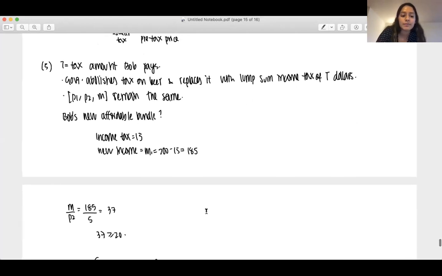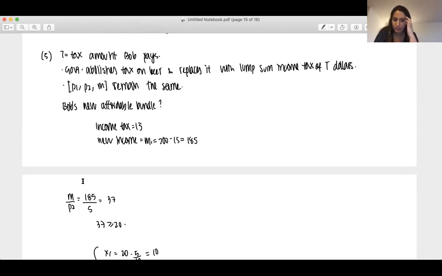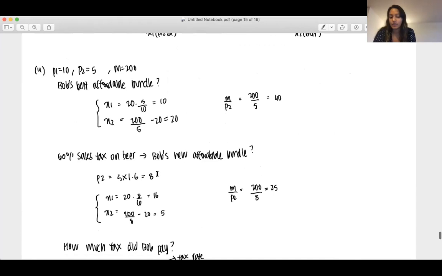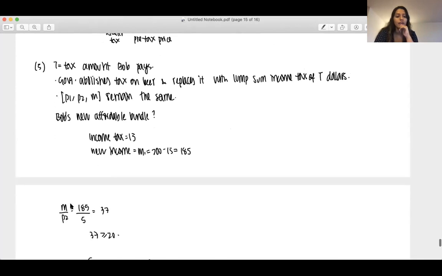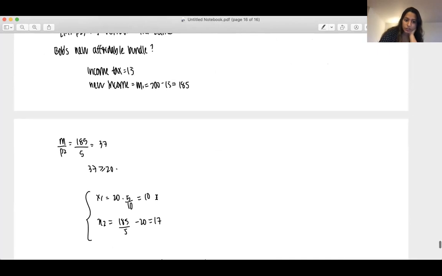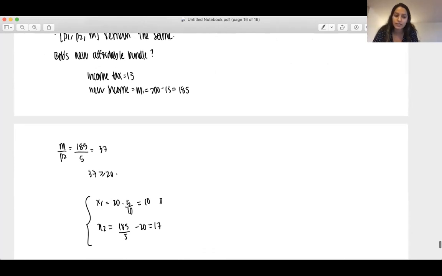Now using this, again, I've written out, to make sure that M over P2 is greater than 20. It usually is, but just to make sure, I always write it out. So 185 over 5, because 5 is P2 from question 4. We're not looking at 8 anymore. We're not considering this because this doesn't exist anymore. So this is all you do, and then you calculate X1 and X2. So it's 10 and 17. That's his new affordable bundle when there's a lump sum income tax instead of a sales tax.